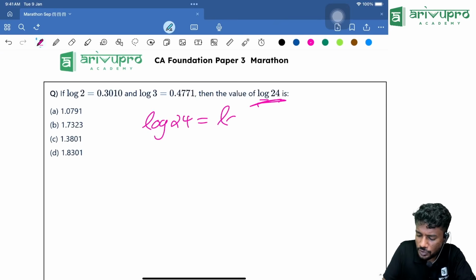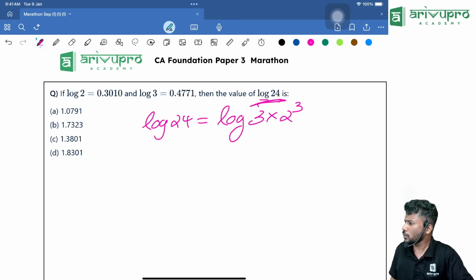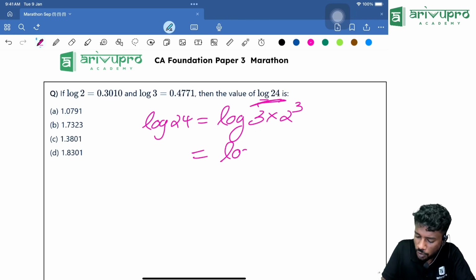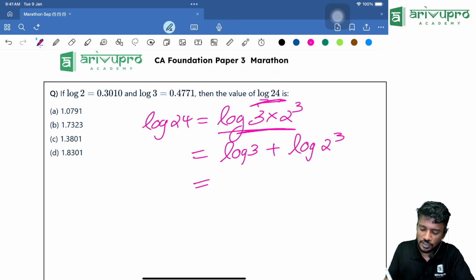Log 24 is equal to log of 3 into how much? 2 cube. Can I write it as 2 cube? 3 into 8 is what? 24. Yes. So 3 into 2 cube. So log of 3 plus log of 2 cube. Is it the product rule? Yes. So log of 3 is how much?